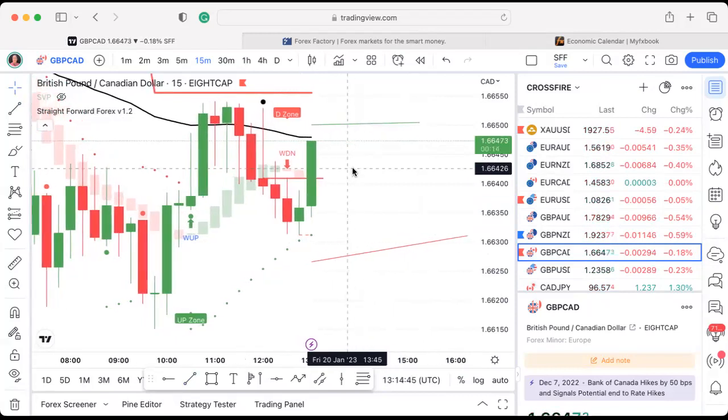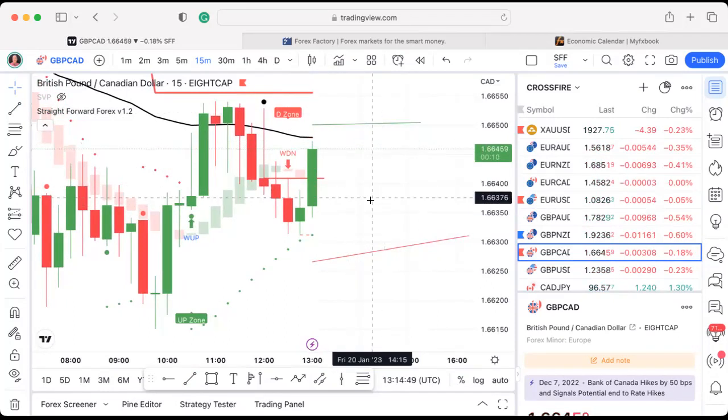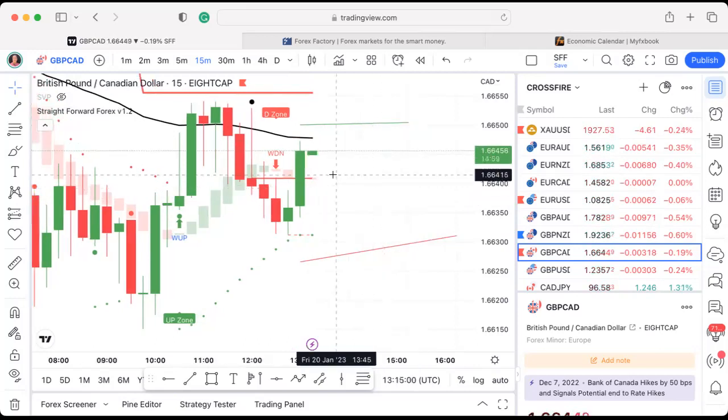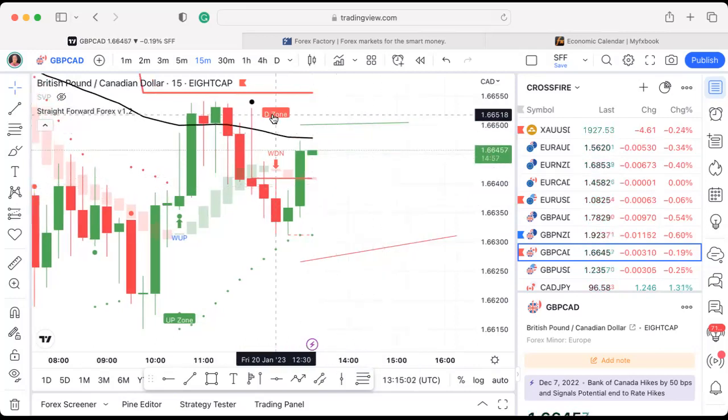As I say, I don't necessarily use the two lines anymore because I'm getting earlier entries simply by looking at the Straight Forward Forex indicators, what Paul calls the Trinity. So he's looking for a down zone, a wave down, and a super trend down to get him for a sell.